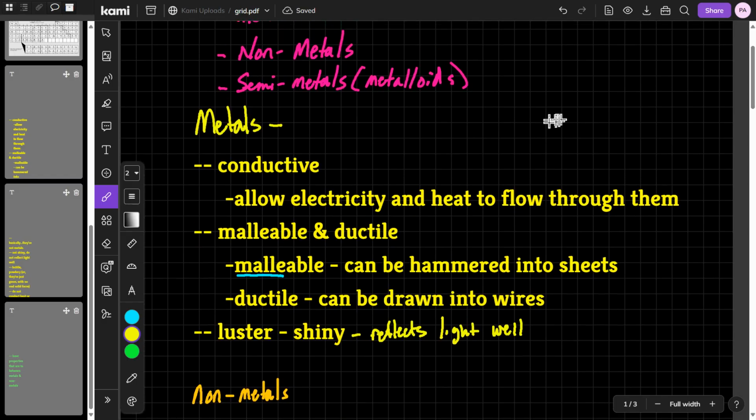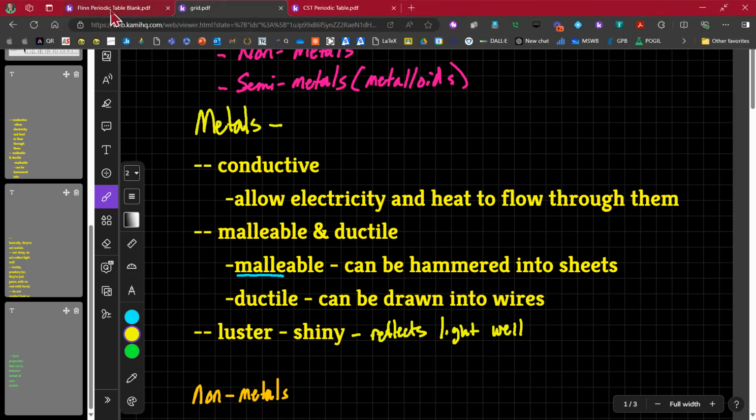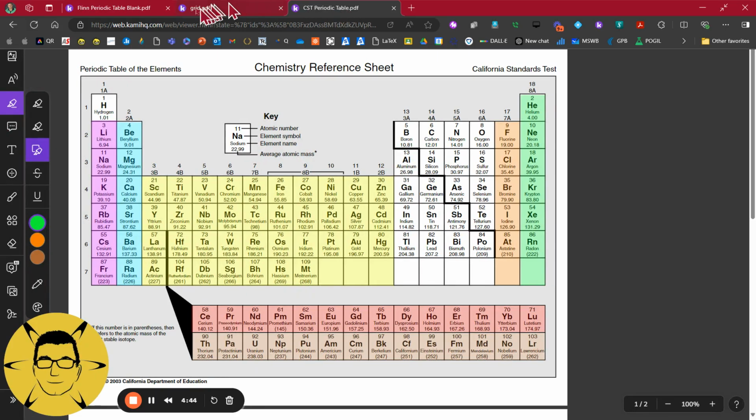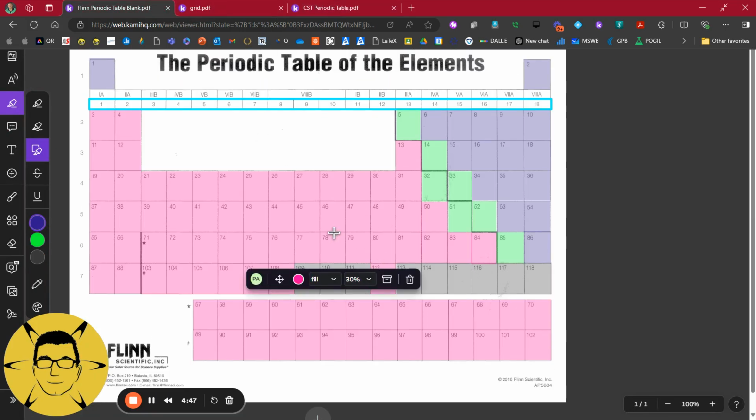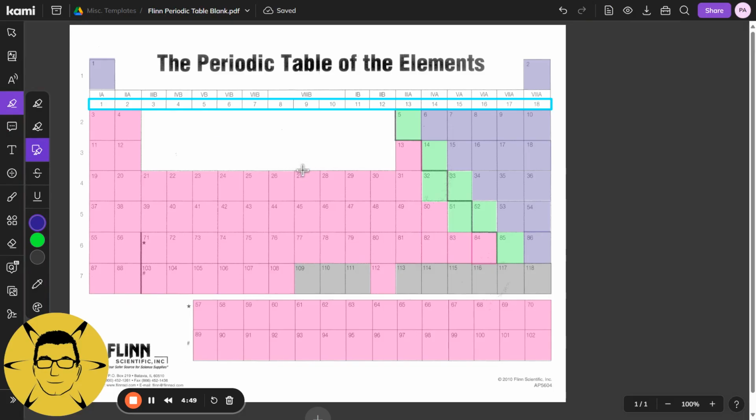Now, our metals, okay, on the first of your periodic tables, you should be coloring this region, everything that I have here in pink. These are our metals. We will pause the lecture here while you color these in pink.